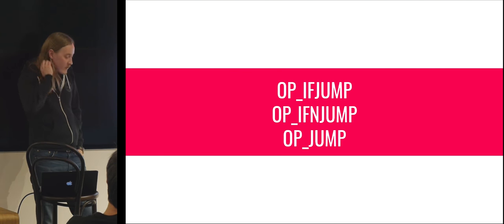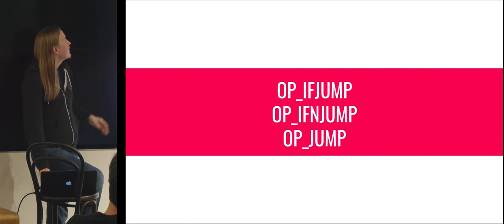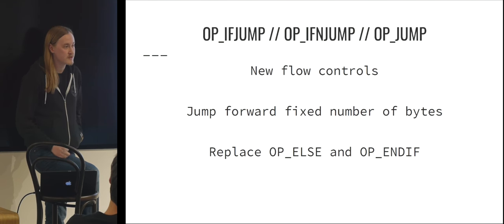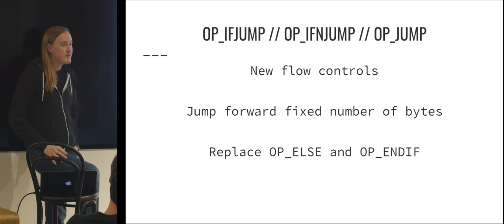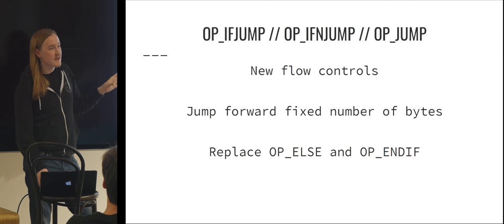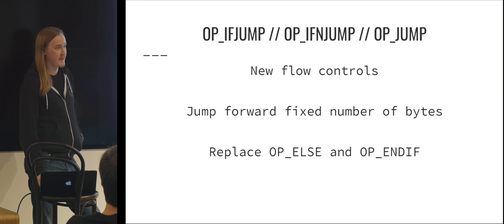All right, so I talked earlier about op-if being terrible and everything about it being bad. We're replacing it with if-jump, if-not-jump, and jump. So these are new flow controls. And what they're going to do is they're going to jump a specific number of bytes. So if the top stack item is truthy or evaluates to true, it's going to jump. If-not-jump is if the top stack item does not evaluate to true, it's going to jump. And op-jump just jumps if you want to do that for some reason. So these are going to replace op-if, op-else, op-end-if, everything like that.